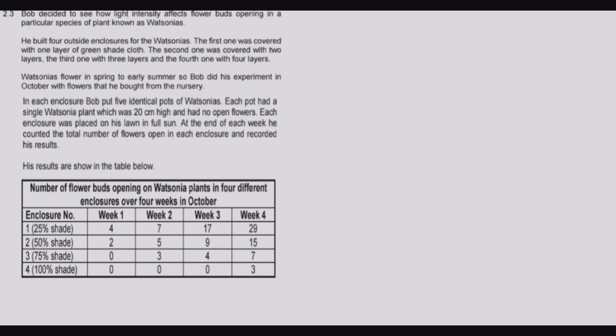Okay, so you can see that this plant which had 100% shade only managed to have 3 buds opening. In week 4, only 3 opened, but in weeks 1, 2, 3, none of the buds opened. As well, when you look at the one which had 75%, it had only 4 buds opening in week 3 and 7 in week 4. Then the one which had 50% had 9 buds open in week 3 and 15 in week 4. So the one which had 25% had 17 buds open in week 3 and 29 in week 4. So that's what you need to also understand.